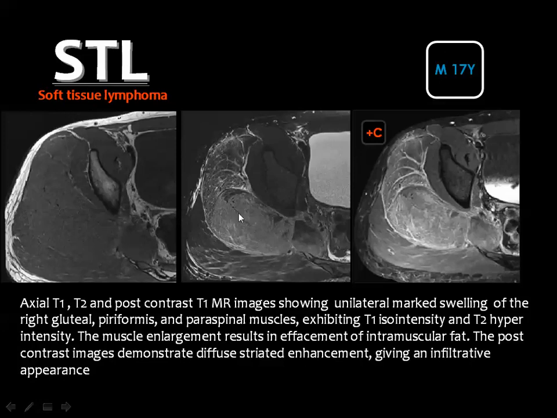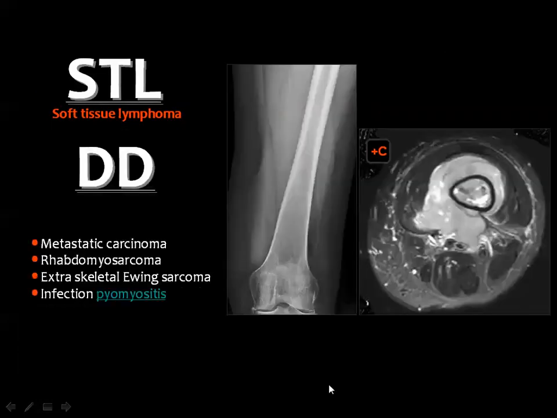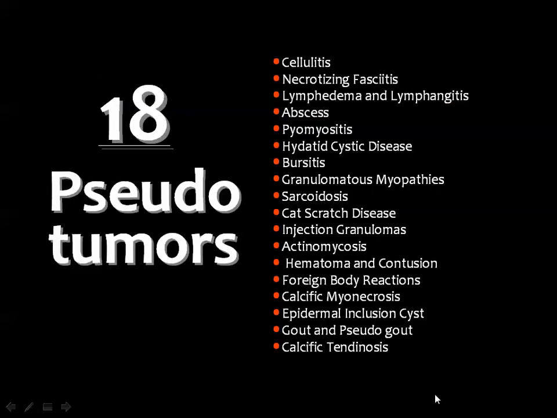Another case of pathologically proved soft tissue lymphoma of the gluteal muscles, a large mass of low signal in the T1, high signal in the T2, and the heterogeneous post-contrast enhancement. And the differential diagnosis of soft tissue lymphoma will include, of course, soft tissue metastasis, rhabdomyosarcoma, extraskeletal Ewing sarcoma, any other type of the sarcomas, and maybe also infectious myositis.